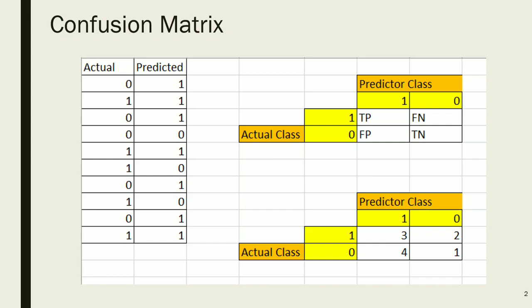Based on the sample data, which shows the actual and the predicted values, I have counted every data point and then filled this particular confusion matrix. And I have found that TP is 3, FN is 2, FP is 4 and TN is 1. Now let's see certain definitions which will be made up of these 4 terms.